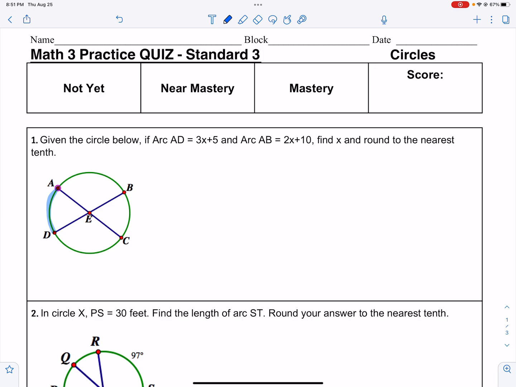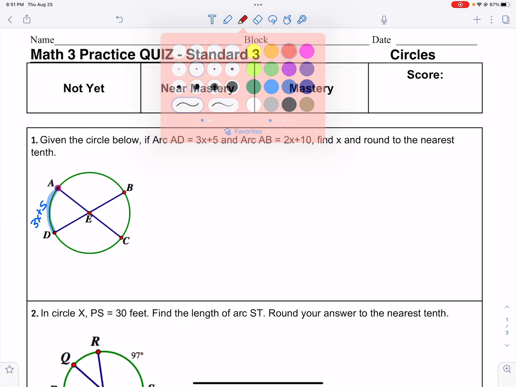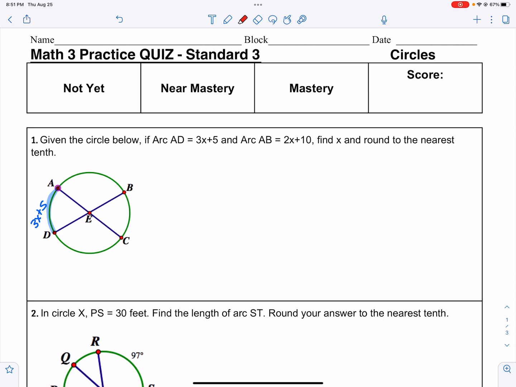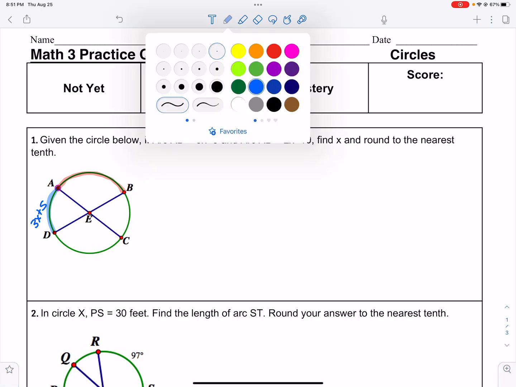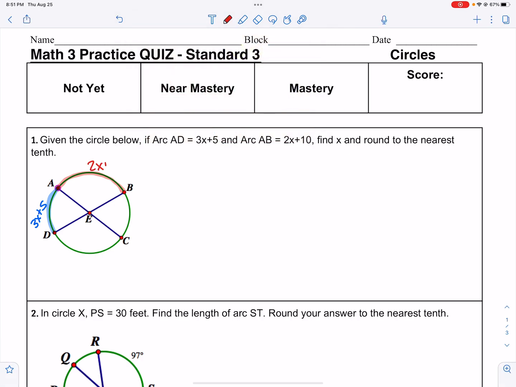is 3x plus 5. So let's label the picture. And arc AB is 2x plus 10. So let's label that picture. That arc, 2x plus 10. And then what we need to tell is how are those two related? So I can see that those two make up half of the whole circle. So if I add them together, they would equal 180. And that's going to help me find x.